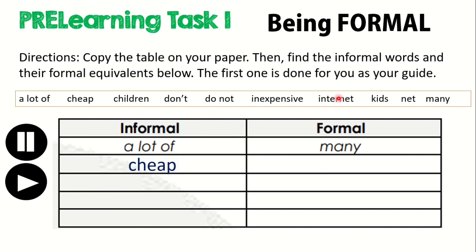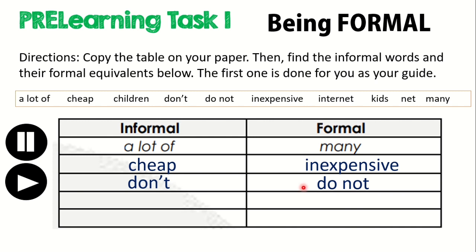Cheap, correct. Cheap is an informal word. What is the formal term for cheap? Inexpensive. Very good. How about the next one? What is the next informal word inside the box? Very good. We have the don't, because this is contracted. And the formal word for don't is do not.